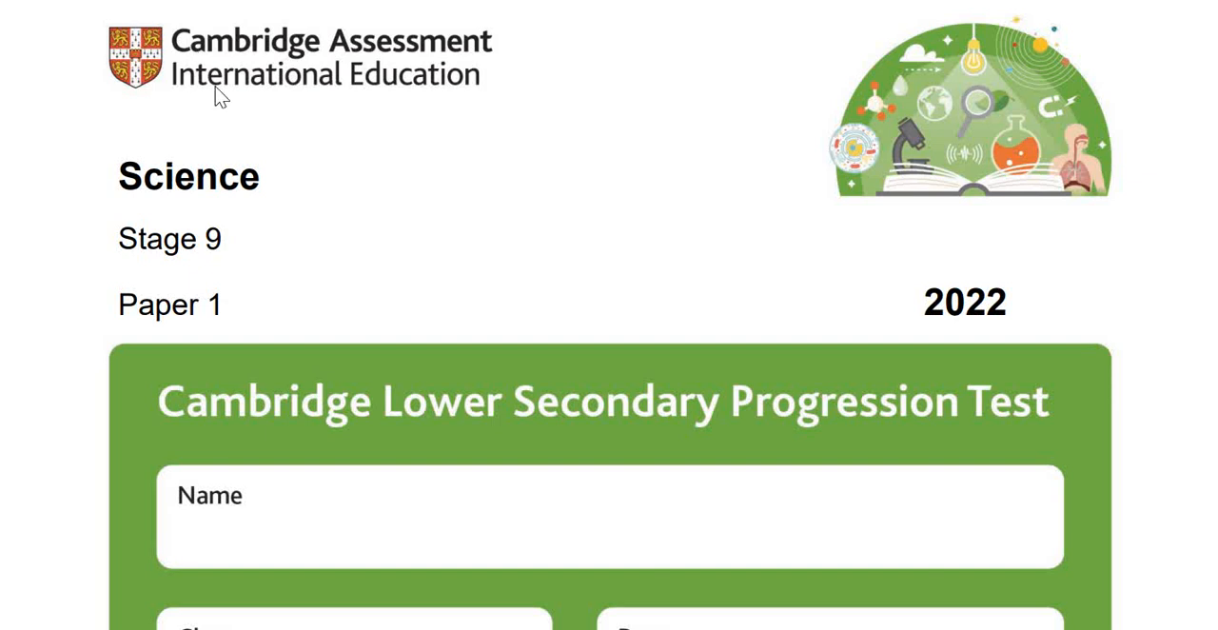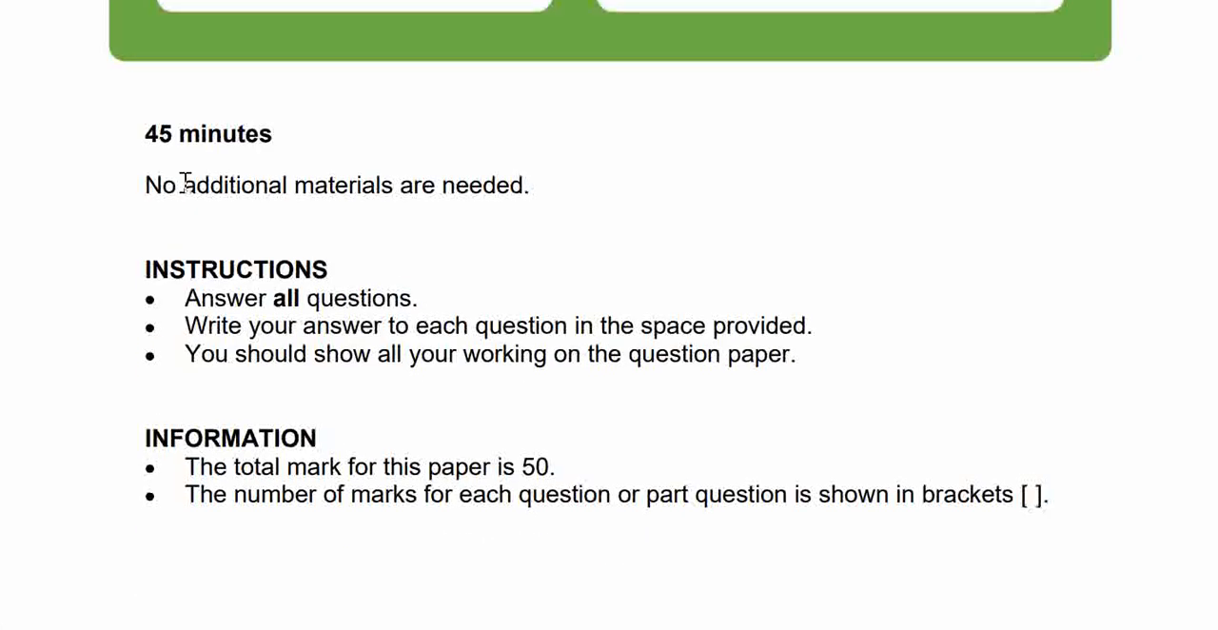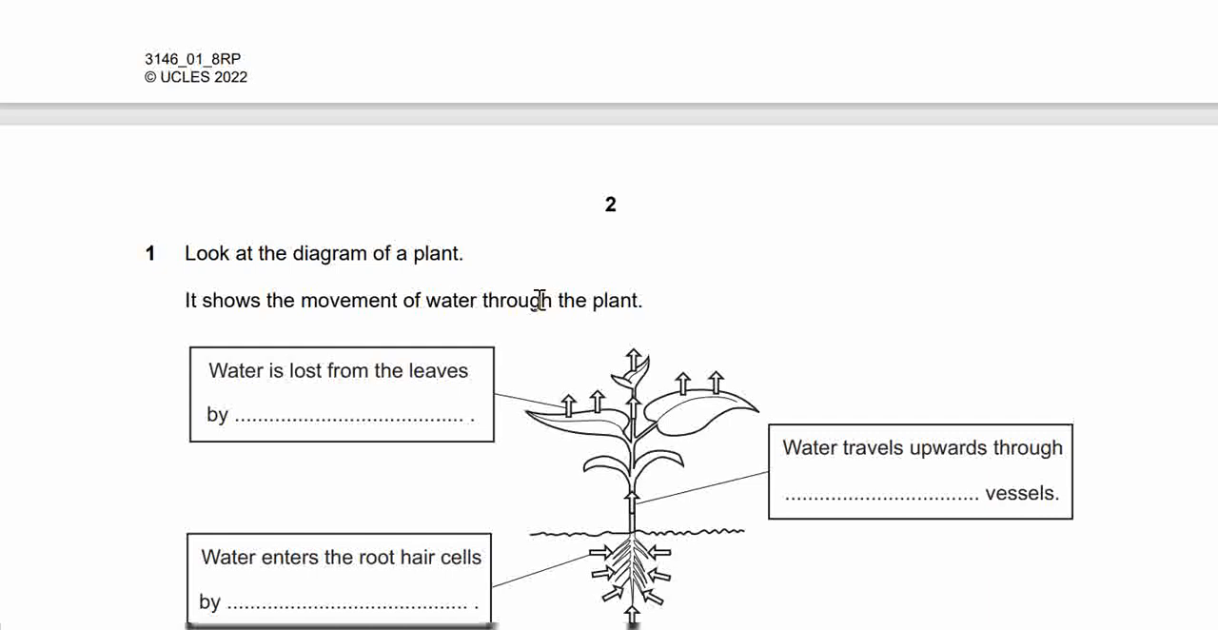Hi guys, today we are going to discuss Cambridge Assessment International Education Science for Stage 9 or Year 9, Paper 1 from the past paper 2022, Cambridge Lower Secondary Progression Test. The duration for this paper is 45 minutes. The total mark is 50, and let's scroll over the questions.